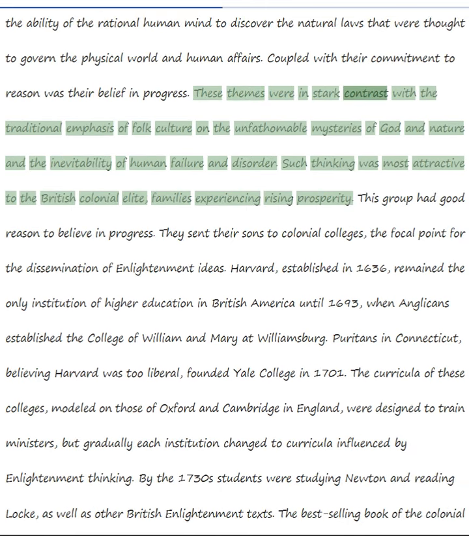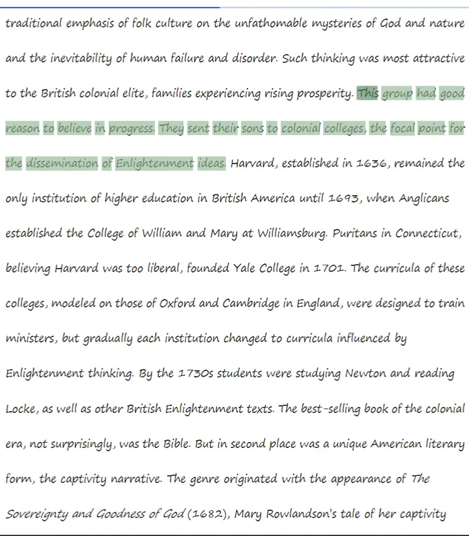These themes were in stark contrast with the traditional emphasis of folk culture on the unfathomable mysteries of God and nature and the inevitability of human failure and disorder. Such thinking was most attractive to the British colonial elite, families experiencing rising prosperity. This group had good reason to believe in progress. They sent their sons to colonial colleges, the focal point for the dissemination of Enlightenment ideas.